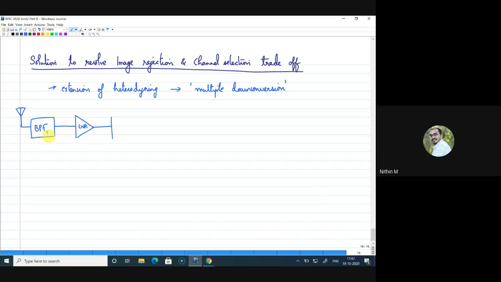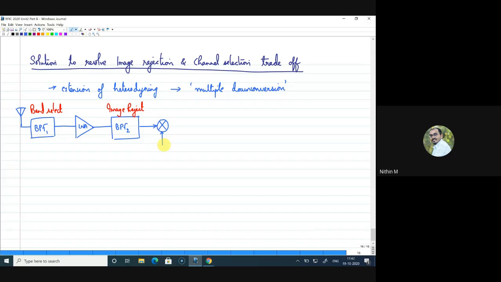So let me number this. This is band pass filter 1. Now I use another band pass filter. I call it band pass filter 2. If I write the role of each band pass filter, this is actually to select the band, and this is basically to reject the image, reject filter. And now that should be followed by what we have in the previous same stage.